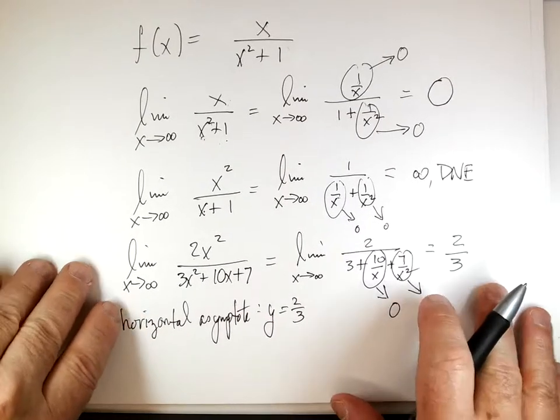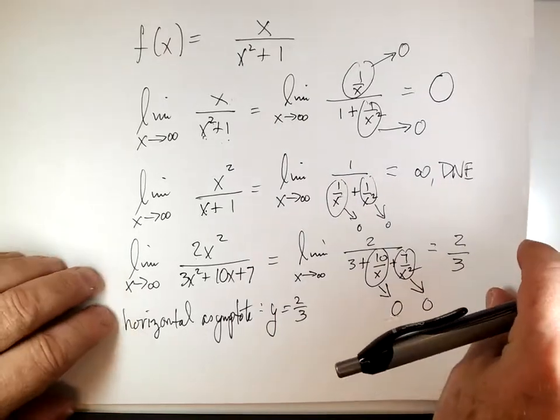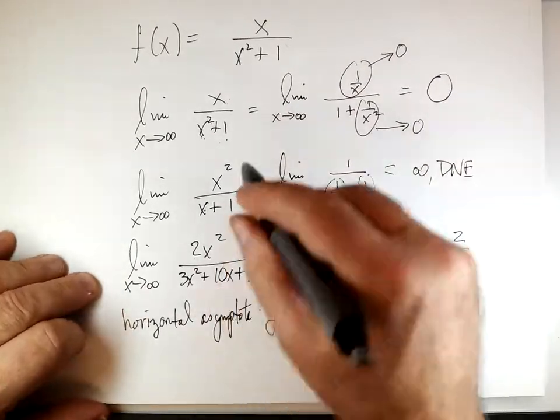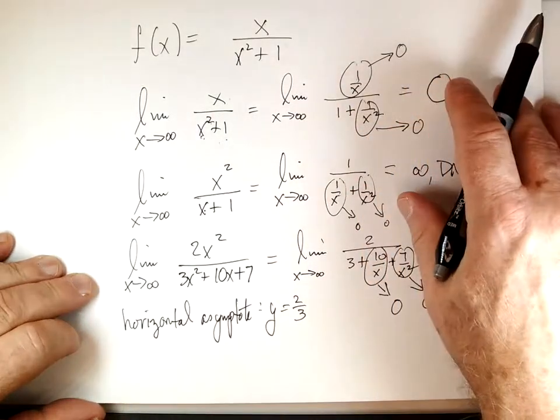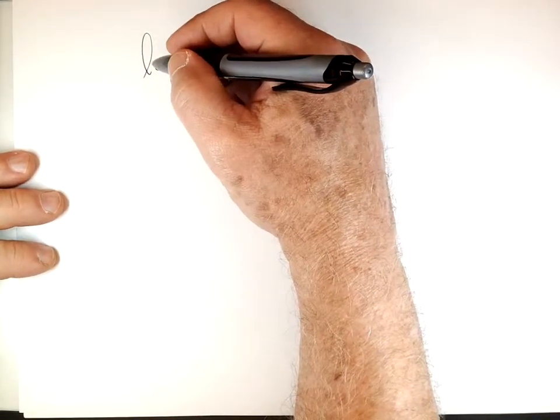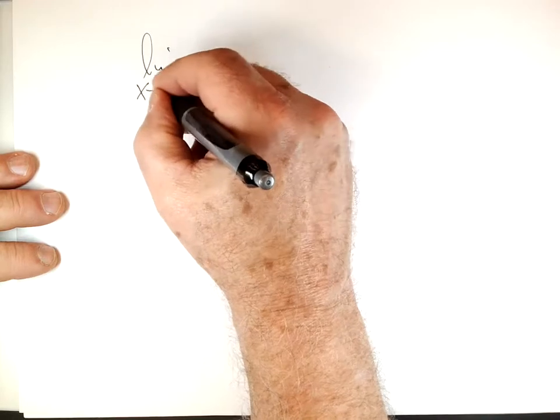All right, let's see. Horizontal asymptote is y equals 2/3. Now, we got a couple other possibilities. So far, we've talked about these rational expressions. Well, what happens if we don't have a rational expression? Let's suppose we throw a trig function in there for laughs. Let's take a look.